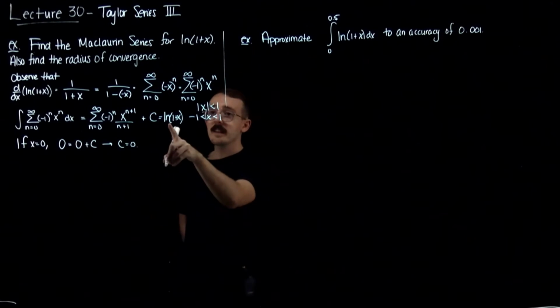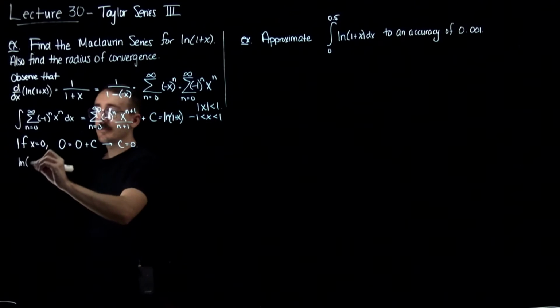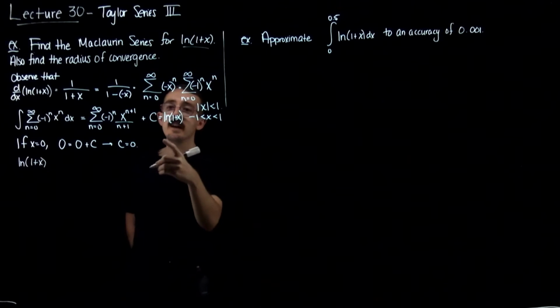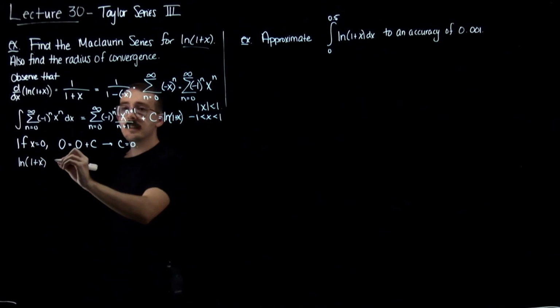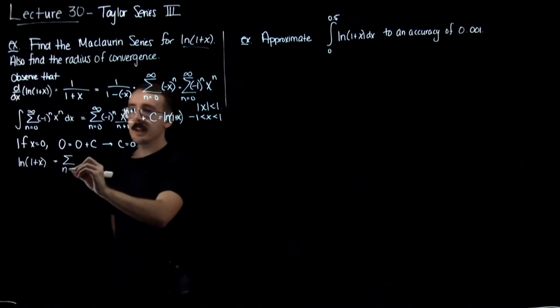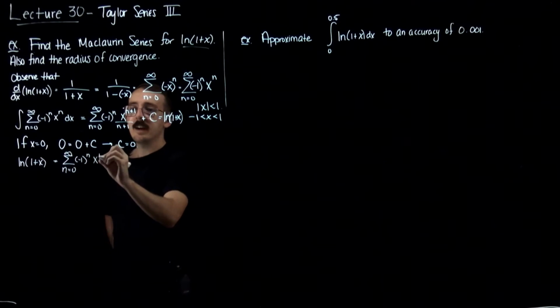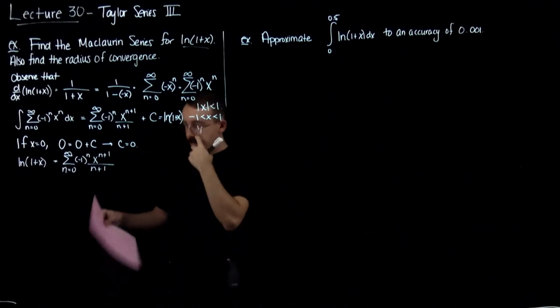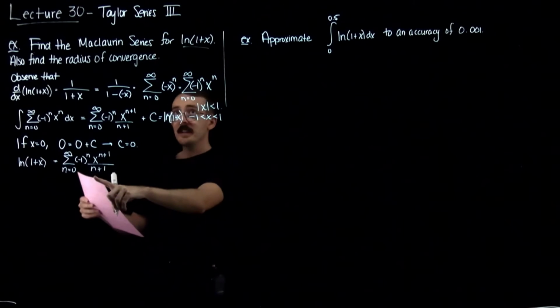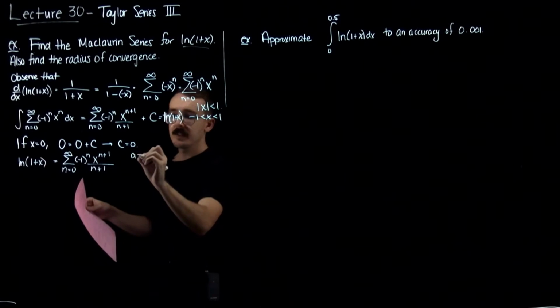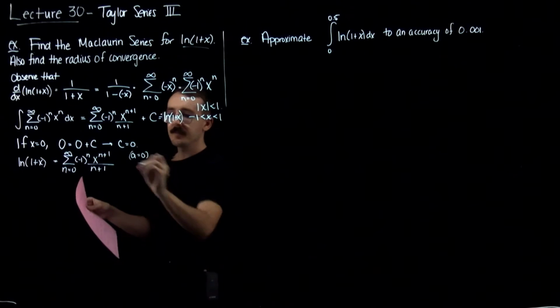So now I can really write that ln of 1 plus x, which is what I was looking for. I was trying to get the series for that. ln of 1 plus x is the summation, I'm just copying what I got right here, n equals 0 to infinity, negative 1 to the n, x to the n plus 1 over n plus 1. So this is the Maclaurin series for this, which means the center is at 0. So Maclaurin series just means that the center is at 0.